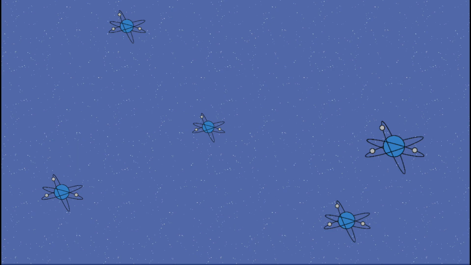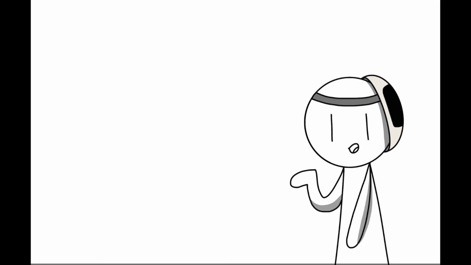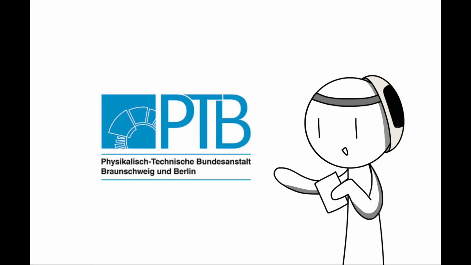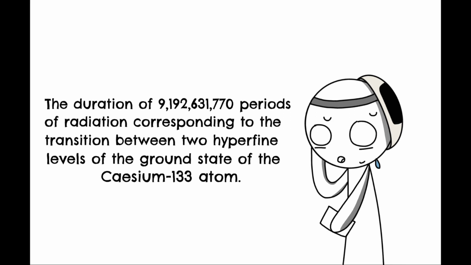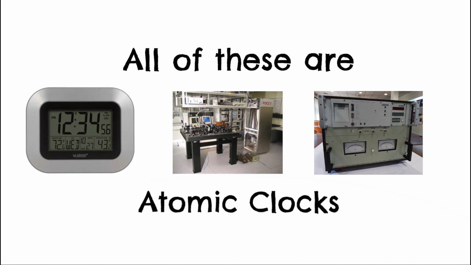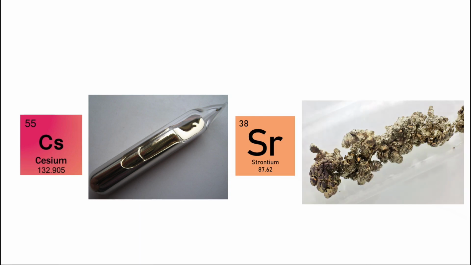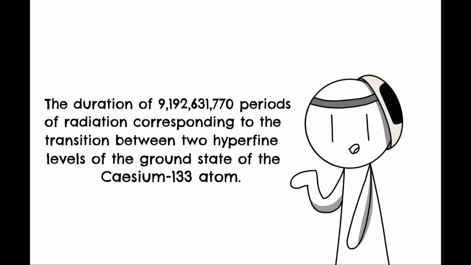It was soon discovered that atoms pretty much move the same way and at the same rate everywhere in the universe. So it was decided that the atom would be used as the new standard for a second. The new definition, according to the PTB, the National Metrology Institute of Germany, is the duration of 9,192,631,770 periods of the radiation corresponding to the transition between two hyperfine levels of the ground state of the cesium-133 atom. Whew. This is why atomic clocks are called atomic clocks, because they are powered and synchronized based on atoms. More specifically cesium, but some can consider strontium as more reliable. But for now, that's the definition of a second.